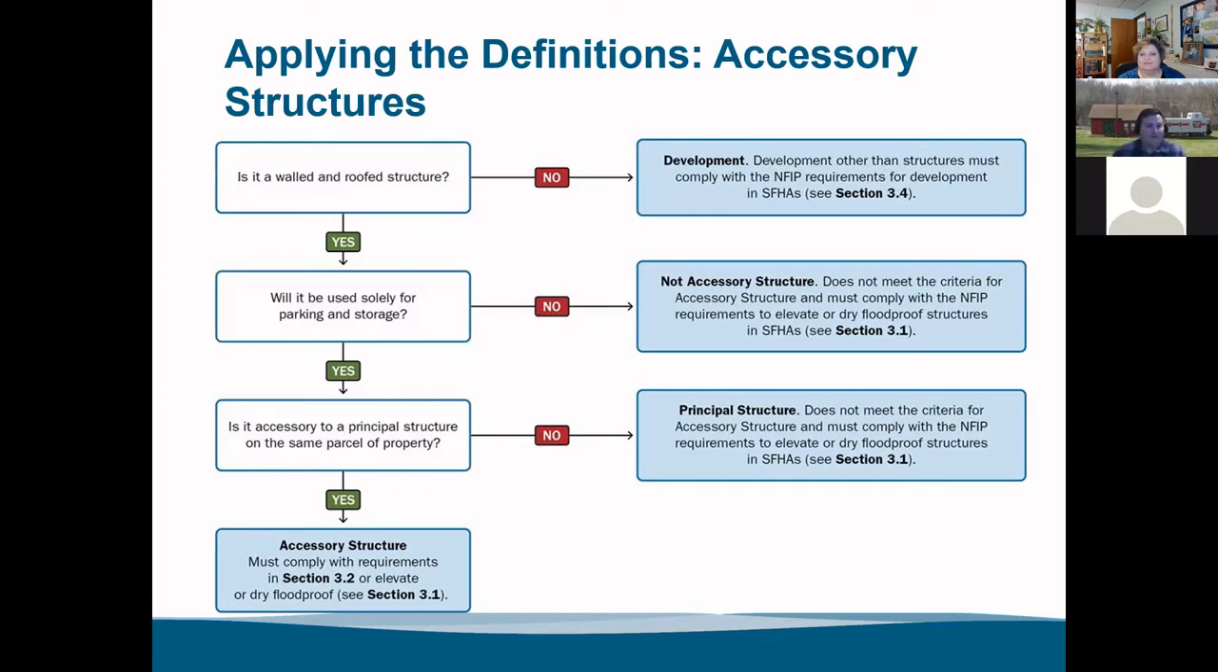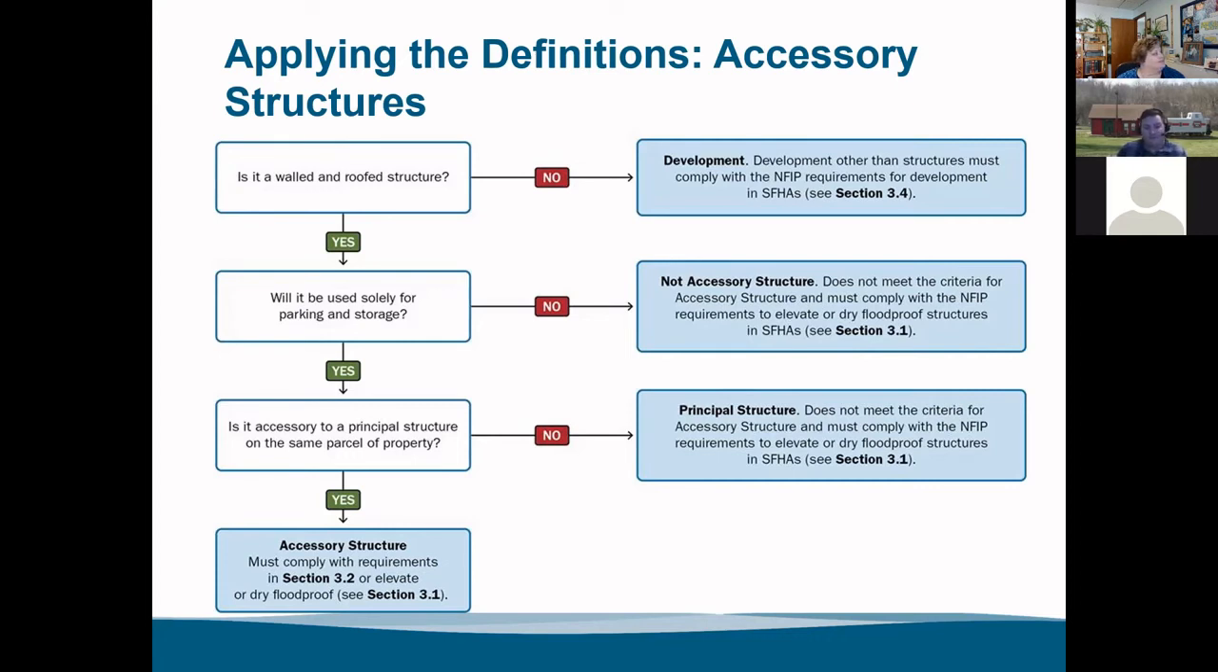If it is, then you ask if it's going to be used exclusively for parking or storage. So that exclusively or solely comes up again. It has to be used solely for parking or storage. If it's not, maybe it's going to be a she shed or a guest living space, that is not considered an accessory structure. So that would have to be permitted as appropriate, maybe as a non-residential structure or residential structure, depending on its usage, in which case they would need to elevate or dry flood proof only.